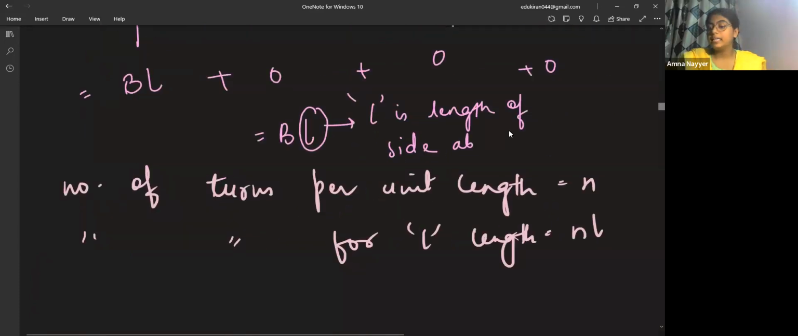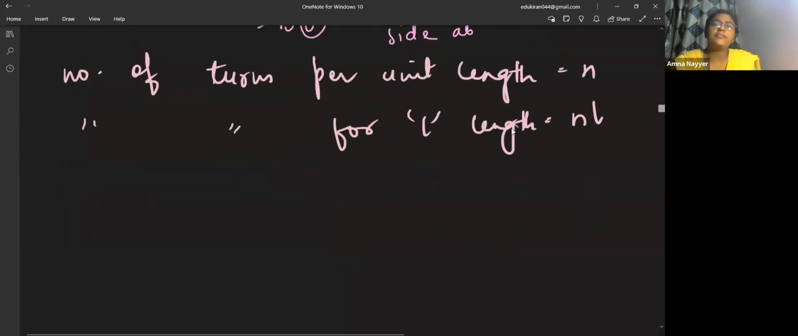Now coming to the number of turns, this was for one portion only. If the number of turns per unit length is small n, then for one unit length we have n turns. So for this L length, AB, what will be the total number of turns? n into L. Now let us equate the right hand side with the left hand side.